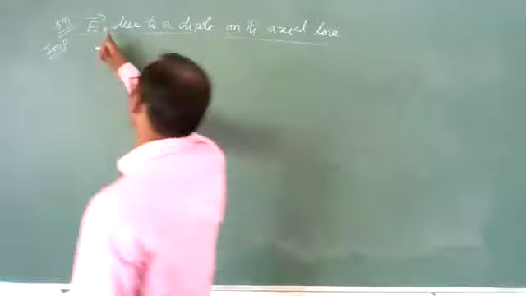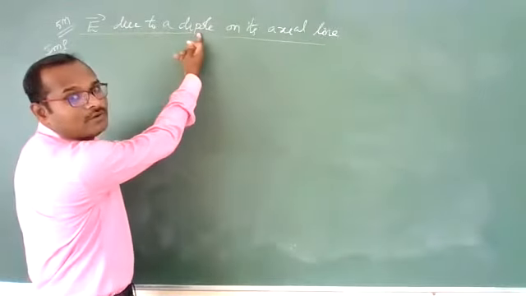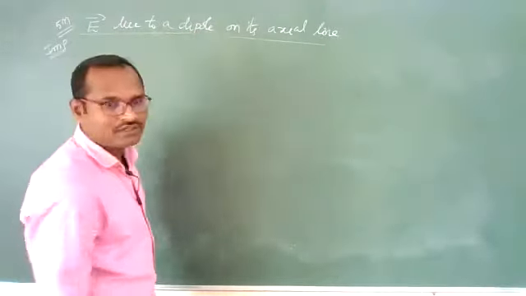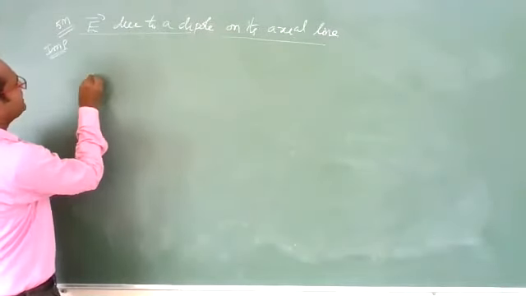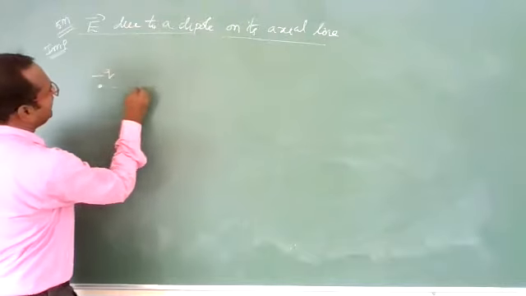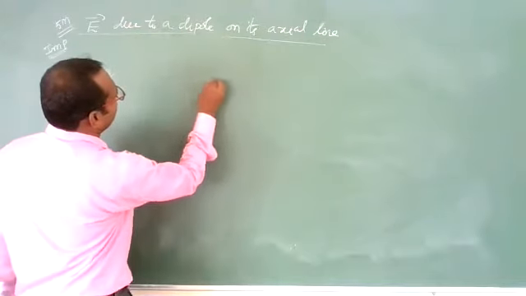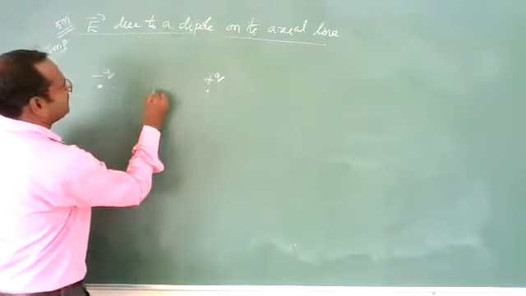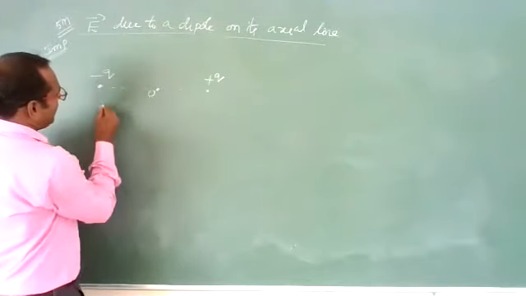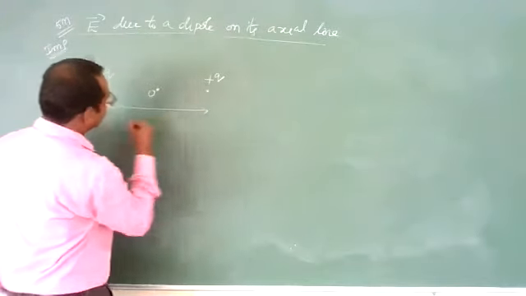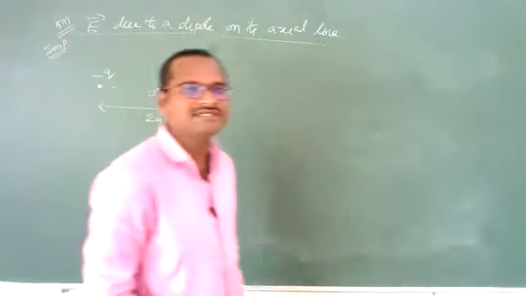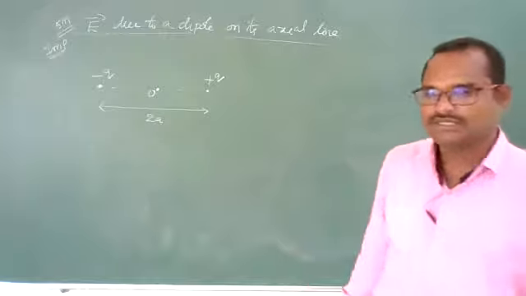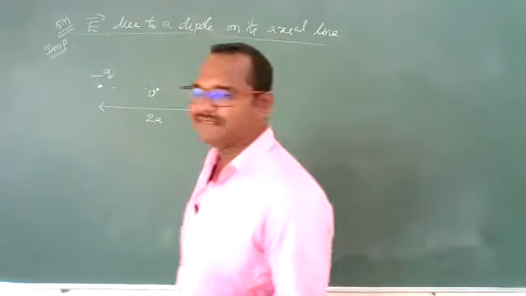Yes. So we want the electric field due to a dipole on its axial line. First, let us take a dipole. Let us imagine here a negative charge is there, and here a positive charge Q is there, and this will be the center of this dipole, O, and the distance between these two charges is, let us suppose, 2a. Clear, students? Yes, 2a is the distance between these two charges. The length of the dipole. 2a is the length of the dipole.